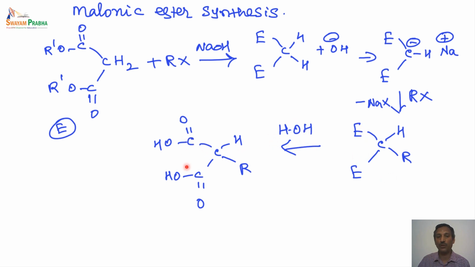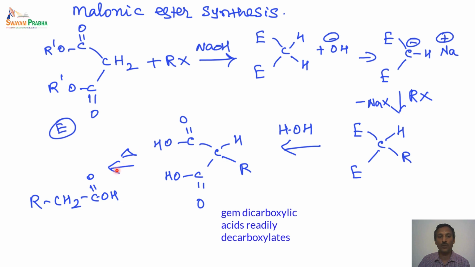This on hydrolysis produces the dicarboxylic acid. So in the starting material we have both the protons. One of the protons is replaced by an alkyl group in this particular case. So this on hydrolysis on heating produces the corresponding RCH2COOH. So this is how malonic esters can be converted to the corresponding carboxylic acids. Here one of the protons is replaced by the alkyl group, so whichever alkyl halide we are using here, that is introduced here.